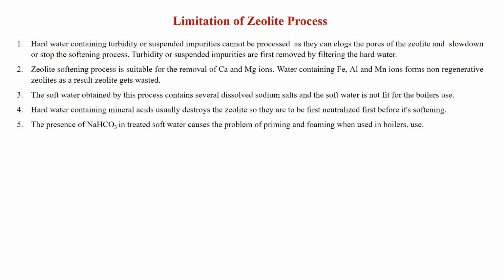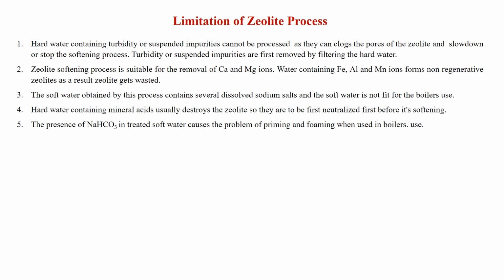There are some limitations of the zeolite softening process. The hard water containing turbidity or suspended impurities cannot be processed as they can clog or block the pores of the zeolite and slow down or ultimately stop the softening process. So, this turbidity or suspended impurities of the hard water are to be first removed by filtering the hard water before it is processed for softening.